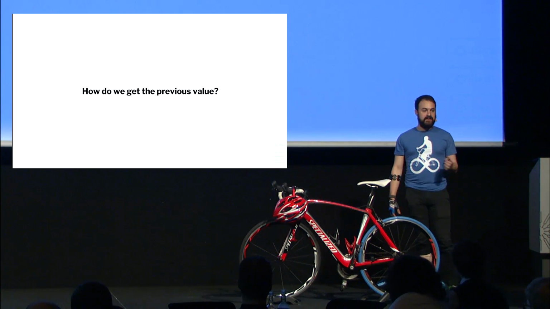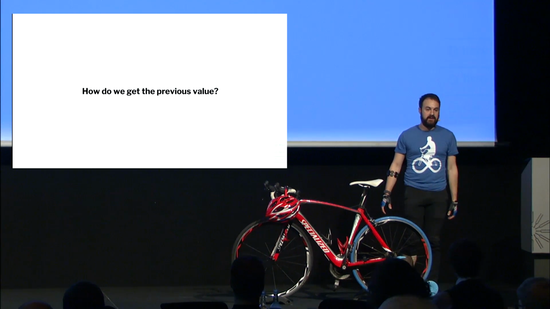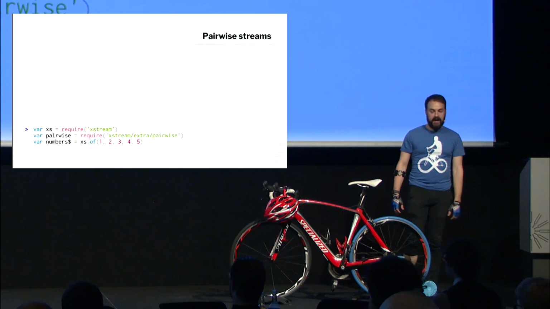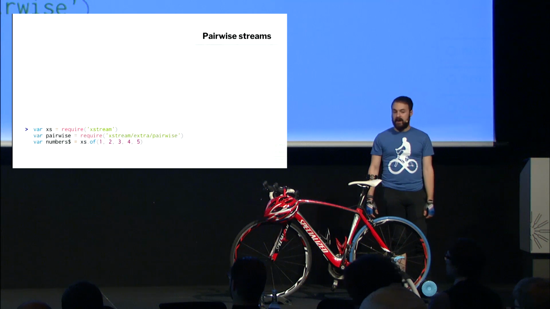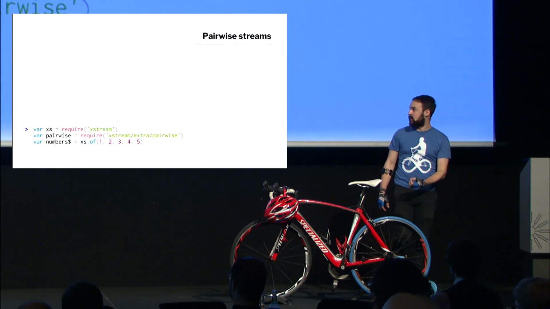How do we get that previous value? Currently, the streams I've shown you so far are just the current most live value emitted every time. Well, Xstream has us covered here with an operator called pairwise. You basically apply it to your stream, and it transforms your stream into a new form that emits different types of values.